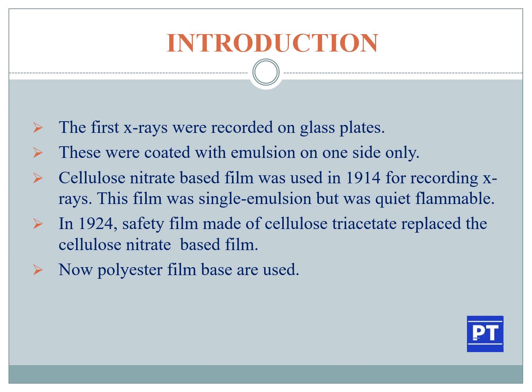Cellulose nitrate base film was used in 1914 for recording X-rays. This film was single emulsion but was quite flammable. In 1924, the safety film made of cellulose triacetate replaced the cellulose nitrate base film. Now polyester film bases are used. So nowadays the film has a base layer of polyester.